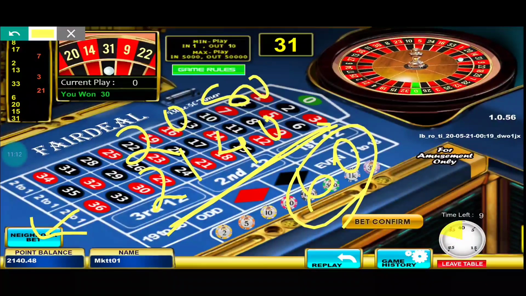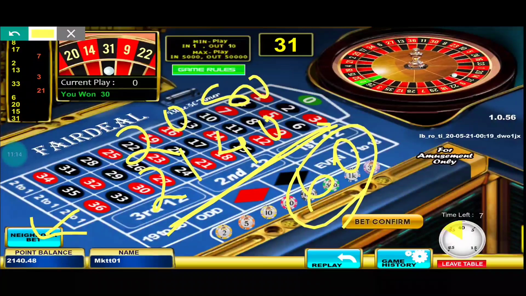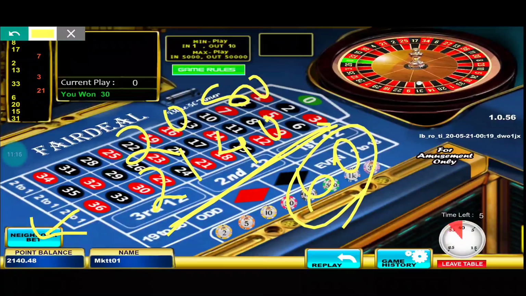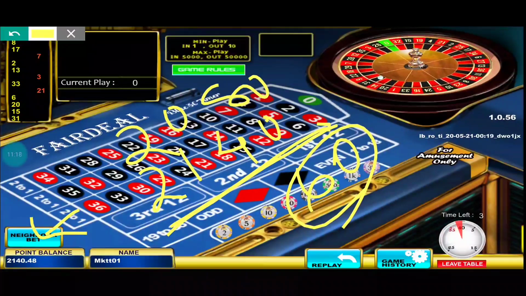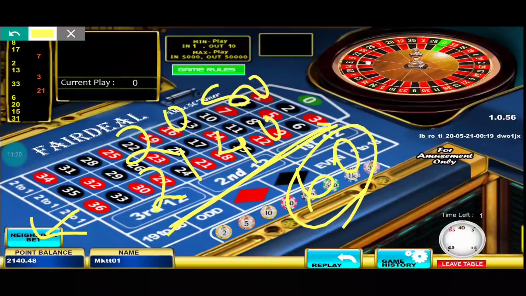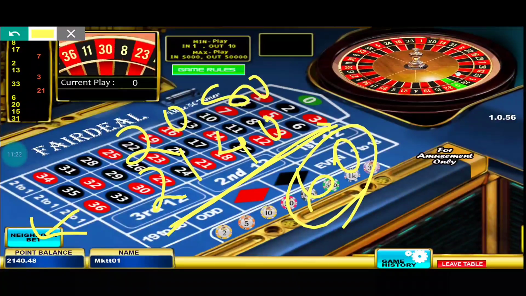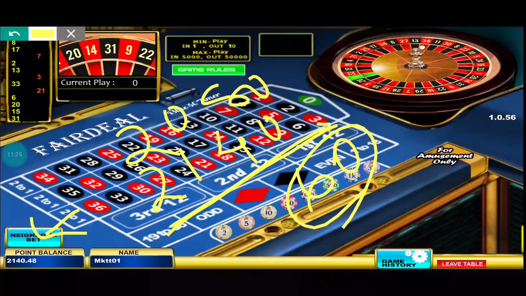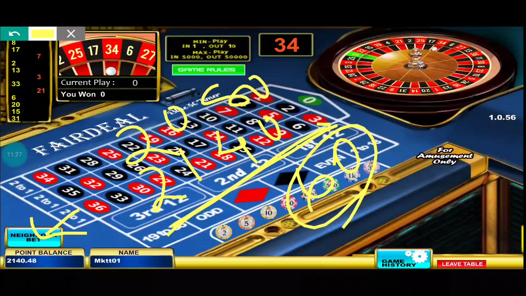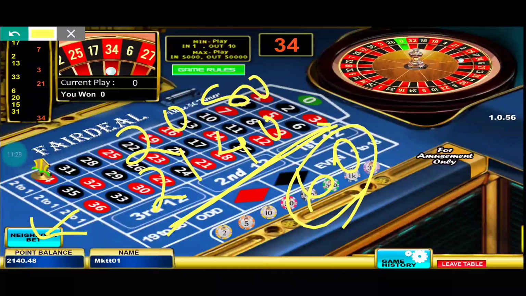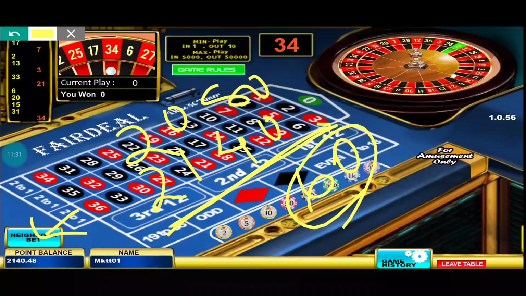I win a few spins, and I also lose some spins, but still I make a profit of 60 units. So this is the way you can play with 4 positions, 2 columns and 12, and you can make profit from the Roulette table.